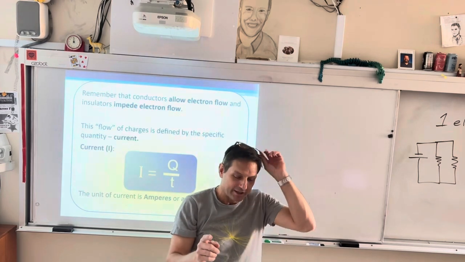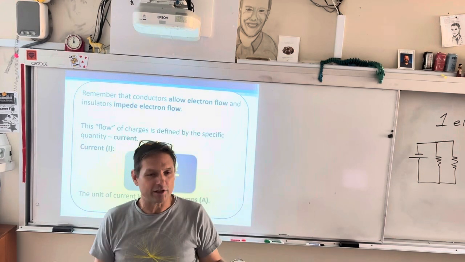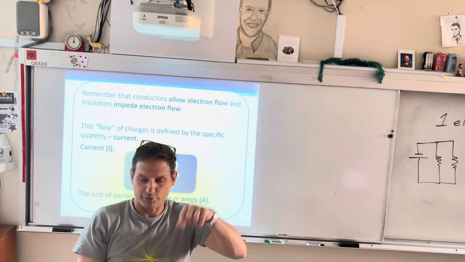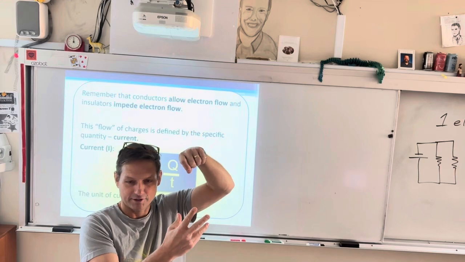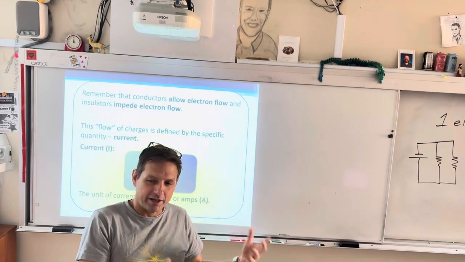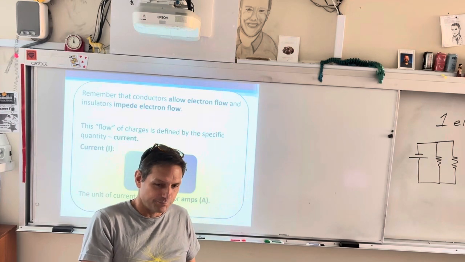But here's the thing. If air was a conductor, there would be no lightning, because the charge would just move through. It wouldn't have to jump across. So lightning is actually kind of proof that air is an insulator.